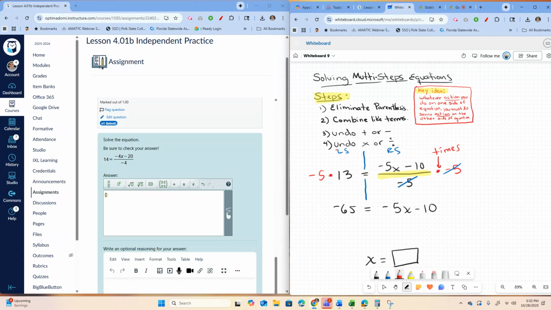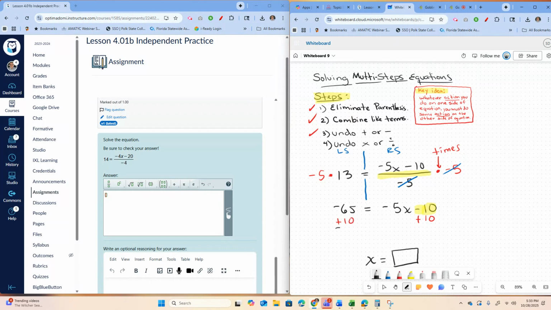So what I'm going to do next, I'm going to eliminate any parenthesis. Do I have any parenthesis? No. The next step, you're going to combine like terms. Do you only do that when you have the x showing up more than once? The x here is showing up only once. The next step, I'm going to undo any addition or subtraction. You see this 10 is subtracting. What is the opposite of subtracting 10? Well, the opposite will be adding 10. Whatever you do on one side, you do it on the other side.